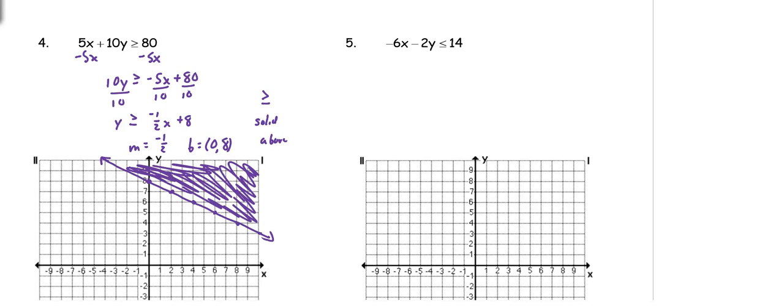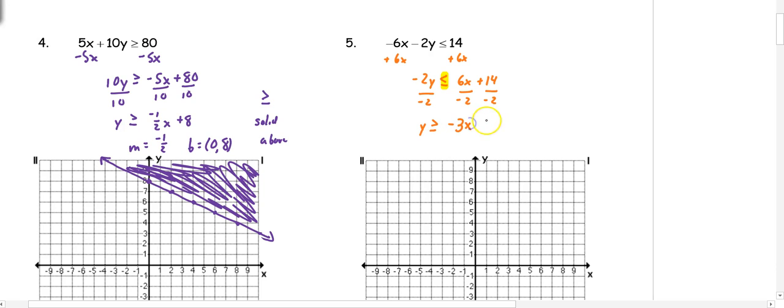Number 5, to solve for y, the first thing we're going to do is add 6x to both sides. Negative 2y is less than or equal to 6x plus 14. And then we're going to divide by negative 2. Now remember, when we divide by a negative number, just like when we are solving for one variable, we have to flip our inequality sign. So instead of it being y is less than, it's now going to be y is greater than or equal to negative 3x minus 7.